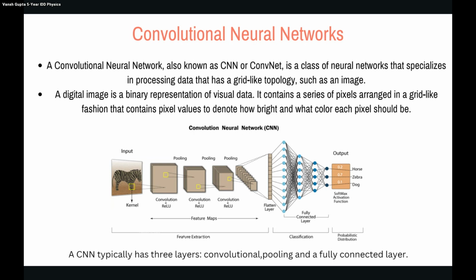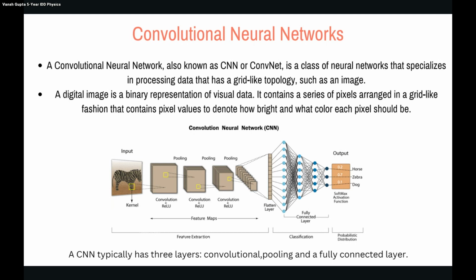So a convolutional neural network, also known as CNN or ConvNet, is a class of neural networks that specializes in processing data that has grid-like topology. What do you understand by grid-like topology? Do you have any idea? Okay, topology is basically the surface, what you can see. So grids are basically, imagine you have four vertical lines and four horizontal lines, right? And you put a square on the boundary. We have a grid. So whenever the input data has grid-like structure, we use CNNs.